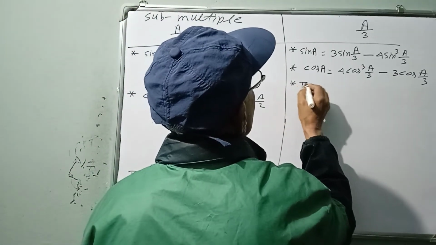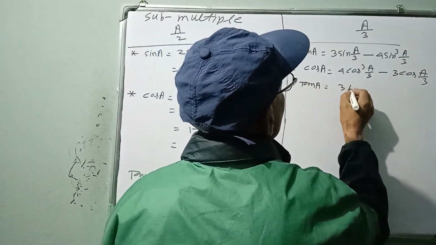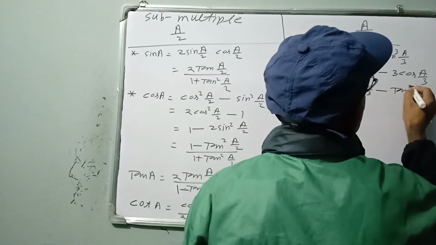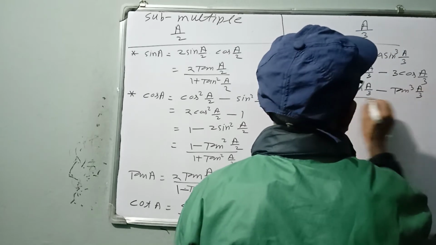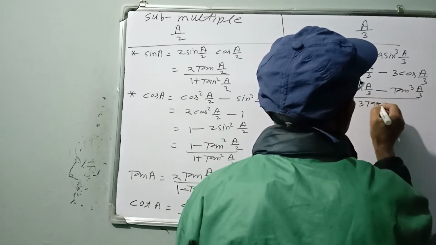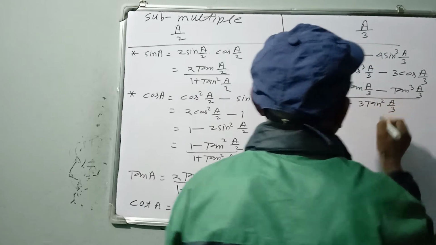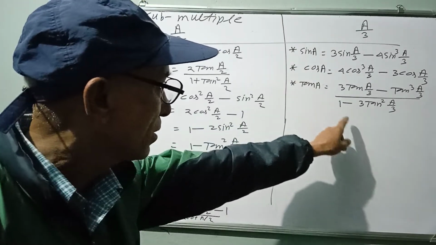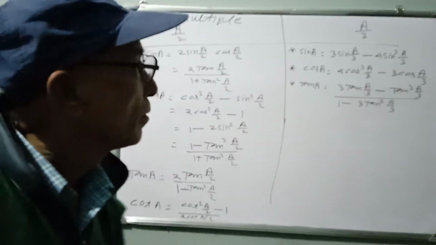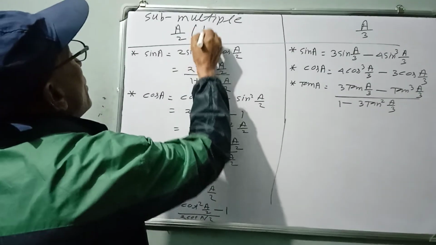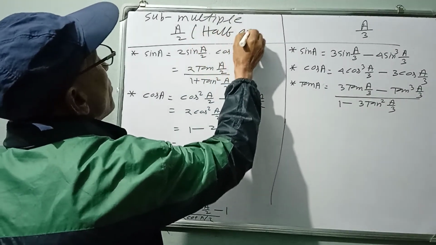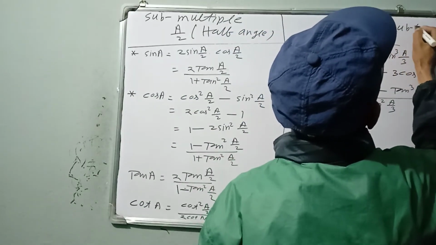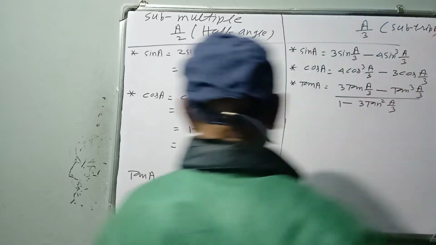Tan A, 3 tan A by 3 minus tan cube A by 3 upon 1 minus 3 tan square A by 3, sub multiple. In the same way, sin A, cos A, tan A, half angle and sub triple. This is called half angle, and this is called sub triple angle.